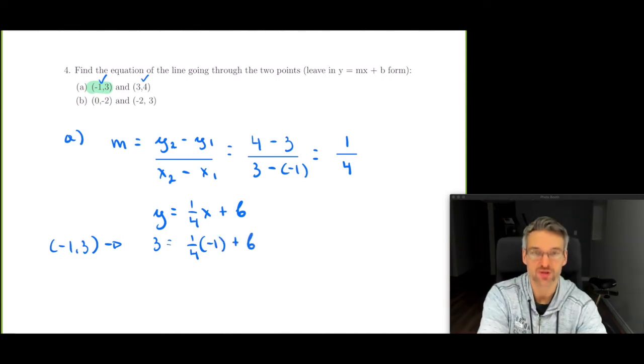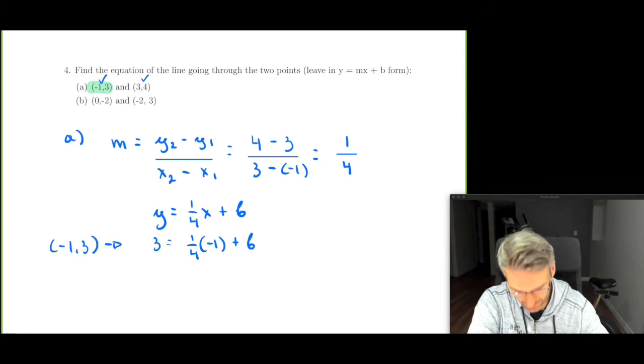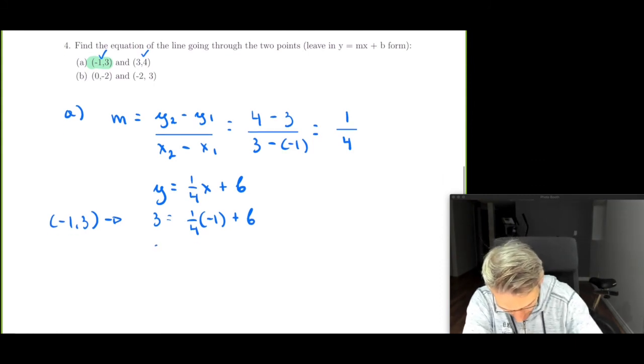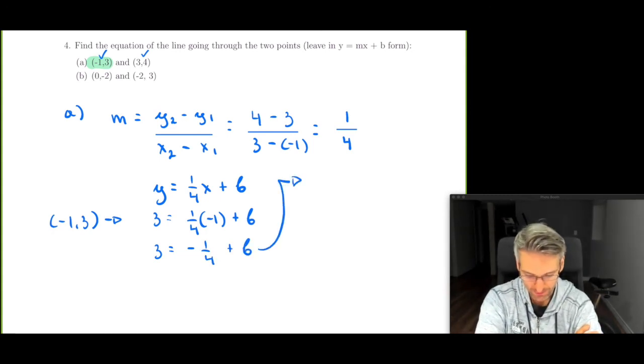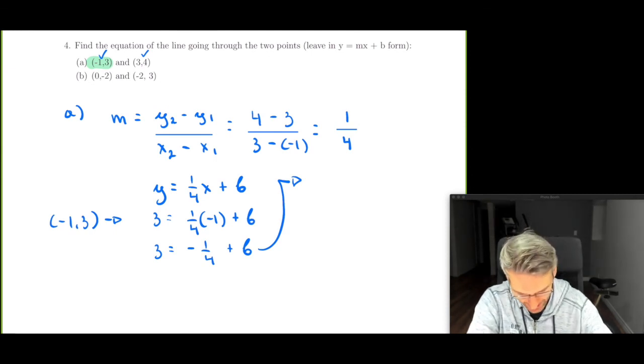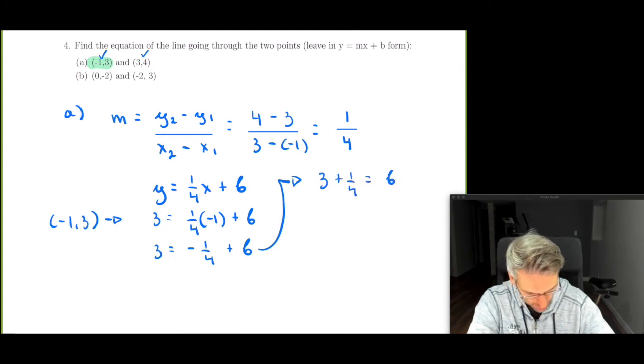And now you can solve for b. So this will be 3 is equal to negative 1 over 4 plus b. All right, so let me put that there. I can bring the negative 1 over 4 over on the other side. So I'm going to get 3 plus 1 over 4 is equal to b. So this is basically 3 1/4.